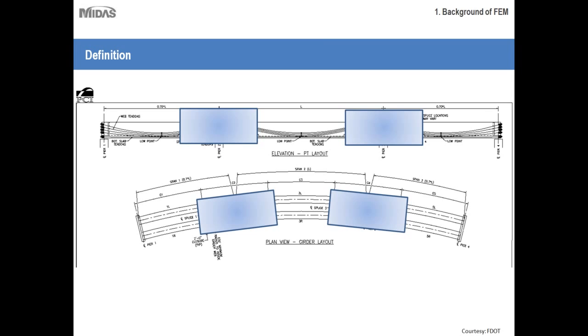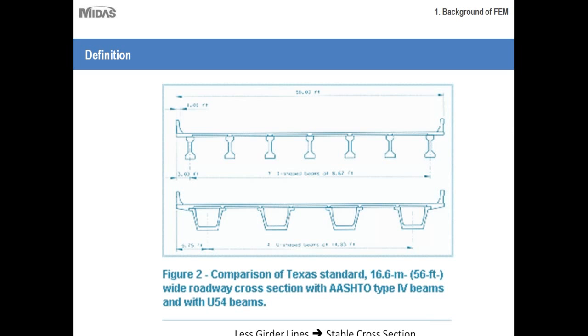Let's talk about the advantages of using this type of section over other conventional practices. Let's first talk about I-girders, which are a very common practice. As you can see in this cross section, there are 7 I-girders, and for this wide cross section, if you're using a U-tub section, you can have 4 girders only.